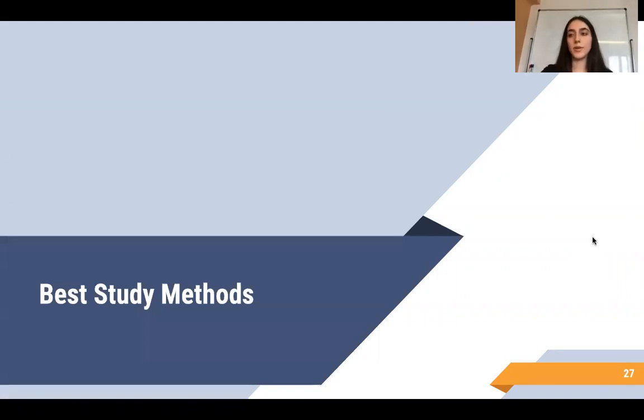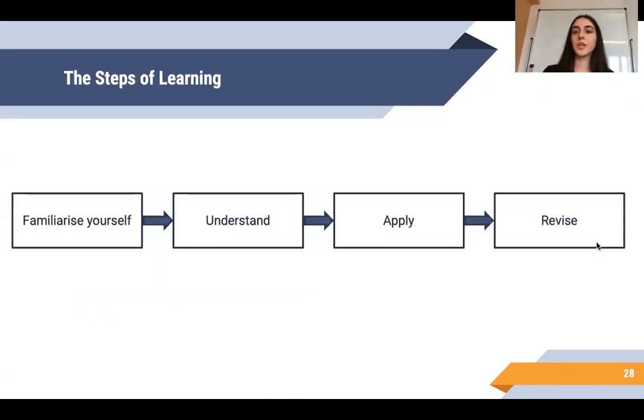So let's talk about the best study methods now. These are the 4 steps that you need to follow to learn anything. All of them are equally important and you cannot skip any of them. So we're talking about familiarizing yourself, understanding the content, applying it, and then revising.